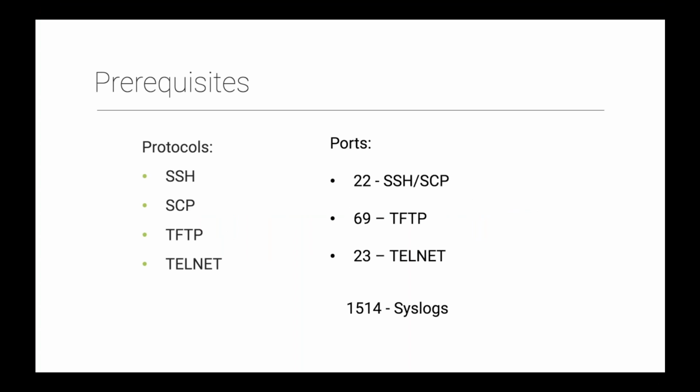The following are the prerequisite ports that need to be free and the respective protocols that would be used. Port number 22, SSH and SCP. Port number 69 for TFTP. Port number 23 for Telnet. And finally, last but not the least, as mentioned before, UDP port 1514 for our Firewall Analyzer to receive syslogs.